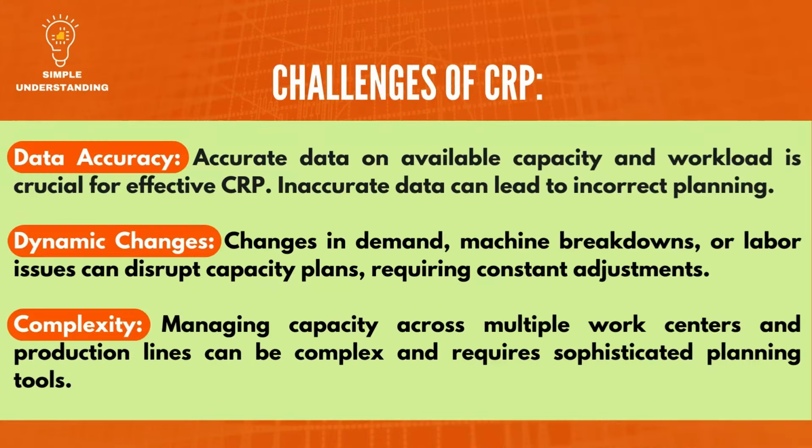4. Challenges of CRP. A. Data accuracy. Accurate data on available capacity and workload is crucial for effective CRP. Inaccurate data can lead to incorrect planning. B. Dynamic changes. Changes in demand, machine breakdowns, or labor issues can disrupt capacity plans, requiring constant adjustments. C. Complexity. Managing capacity across multiple work centers and production lines can be complex and requires sophisticated planning tools.